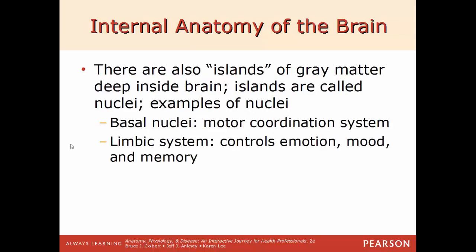And you also will find various islands of gray matter deep inside the brain. These little islands are called nuclei. Some examples of these would be the basal nuclei, which have a major role in motor coordination, and also the limbic system. This will help control emotions, mood, and memory.